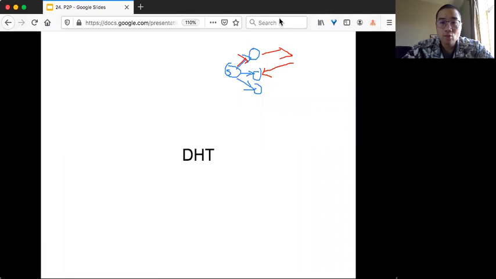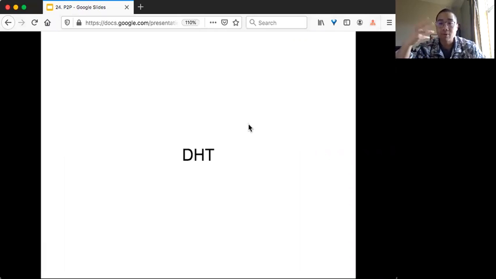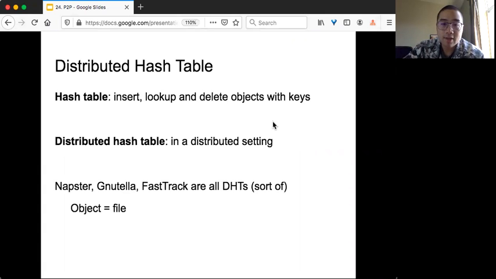And then the next one, I want to complete this talk with a very powerful concept called DHT. So what's DHT? It's called distributed hash table. So what's a distributed hash table? Let me remind you what a hash table is. Basically, it's a very useful randomized data structure. You can insert an object, you can look up an object, and then delete an object. And each object, you can think of it as a key-value pair. You have keys and you have values.